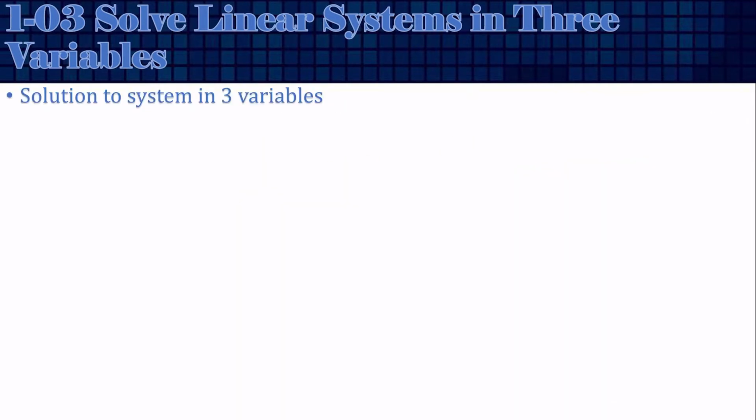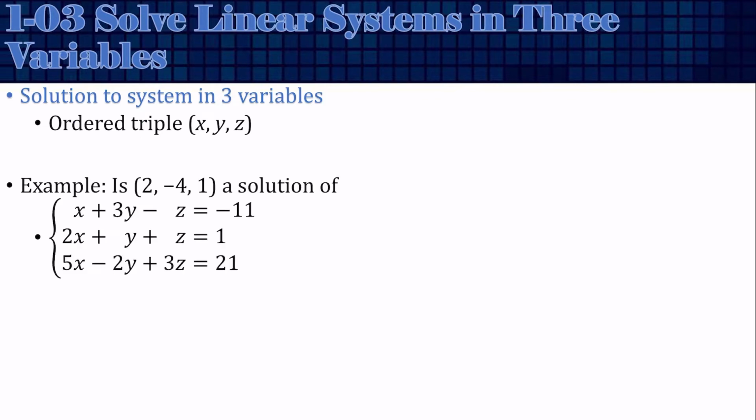A solution to a system in 3 variables is an ordered triple. Instead of an ordered pair, it's a triple because there are 3 variables, x, y, z. So, is this a solution? Is (2, -4, 1) a solution of this? Well, how should we do it? Let's plug it in. This is x, y, and z.